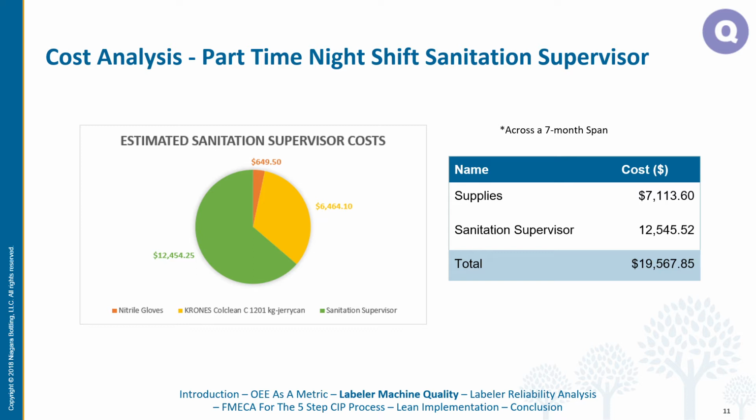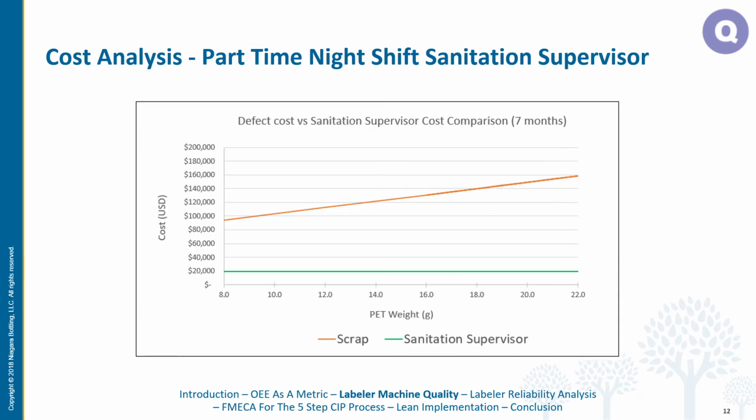They would require simple cleaning supplies with a special machine cleaning solutions as its major cost. This cost was estimated to be around $20,000. Finally, what we see here is a visual comparison between both costs. It is important to note that since Niagara Bottling has different customers that all require different bottle sizes, the cost would increase or decrease depending on the PET plastic content.